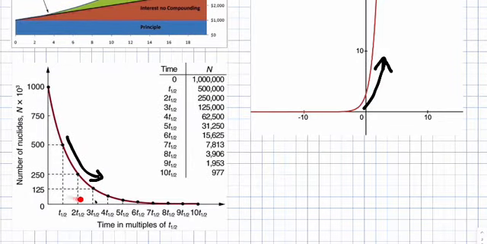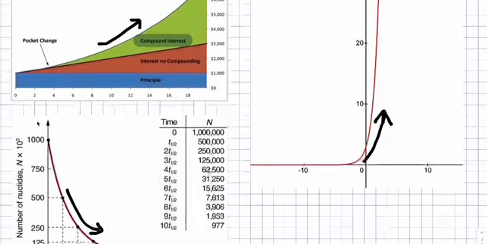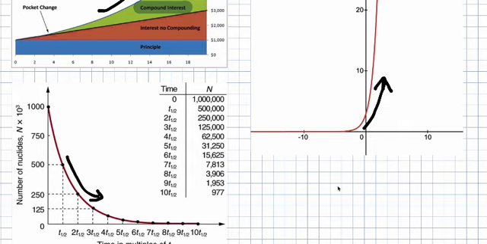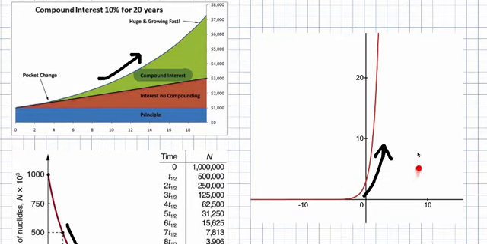This is an example of radioactive decay. As x increases, the function value is decreasing rapidly. So this is an exponential decay function. And here we have an example of population growth, and this is an exponential growth function.